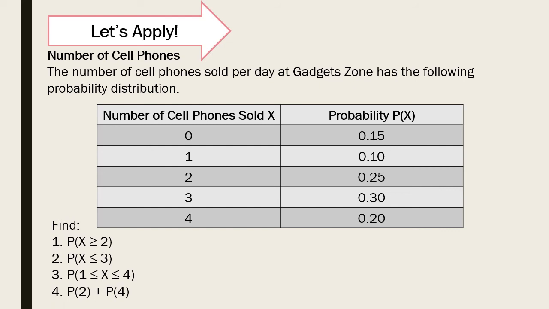So, hahanapin natin, number 1, probability of X greater than or equal to 2. Mataas o equal sa 2. Ano daw yung probability nun? Number 2, ano ang probability ng X natin na mas mababa o equal sa 3? Number 3, ano ang probability ng X na mataas sa 1 pero equal sa 1 at mababa sa 4 o equal sa 4? Or in English, what is the probability of X greater than or equal to 1 but less than or equal to 4? Number 4, find the probability of 2 plus probability of 4.